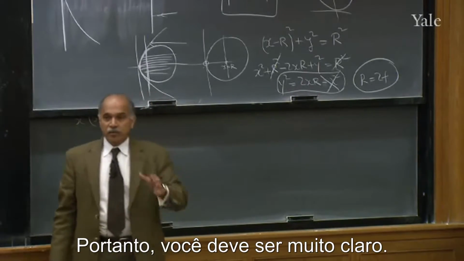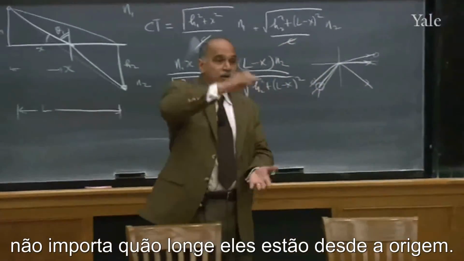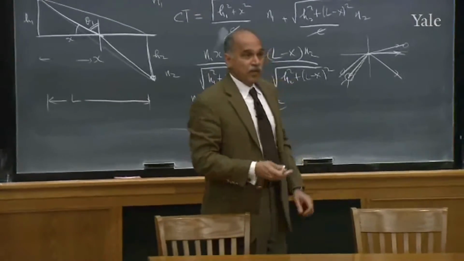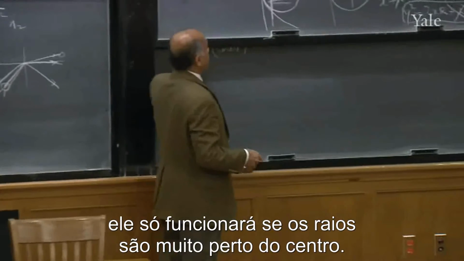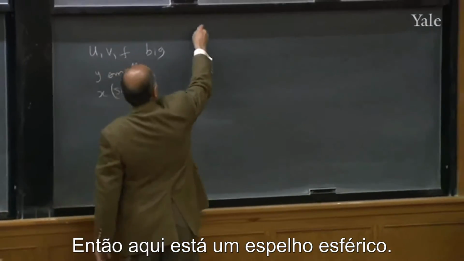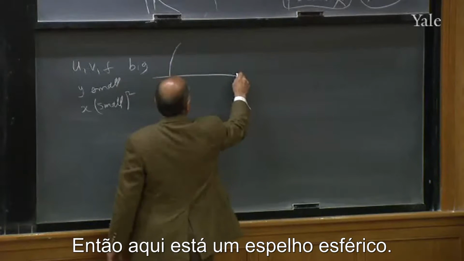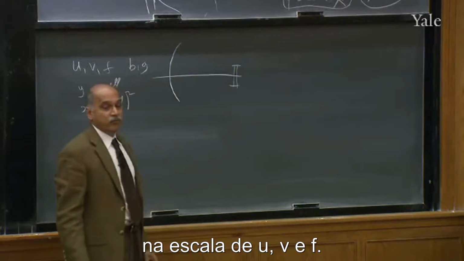So you should be very clear. When you make a real parabolic mirror, it will focus rays no matter how far they are from the origin. If you take a spherical approximation to it, it will work only if the rays are very close to the center. So here's a spherical mirror. You cannot have the rays going too far from here in the scale of u, v, and f.